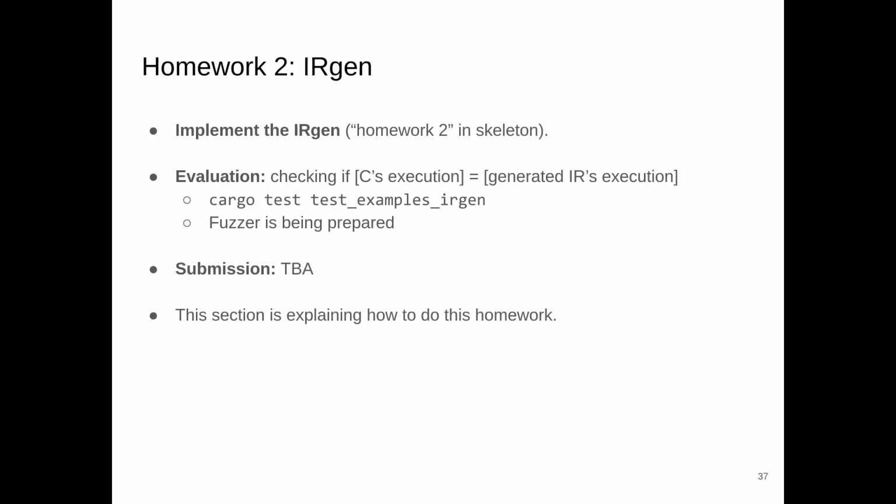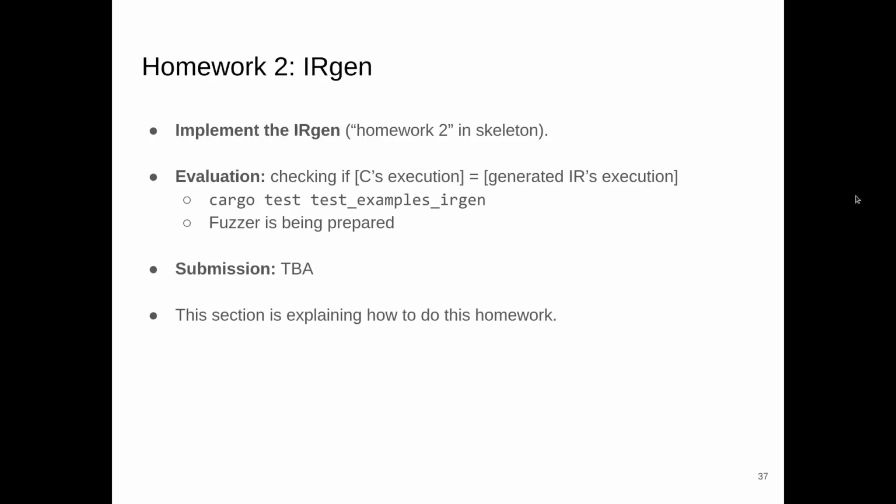So please go to the repository and search for homework 2, and there will be the places where you're going to implement your IRgen logic. This homework will be evaluated as follows. You're going to generate an IR from a C program, all right? We're going to check if the execution result of the C program is equal to the generated IR's execution result. If it satisfies this for randomly generated files, then it is going to be okay.